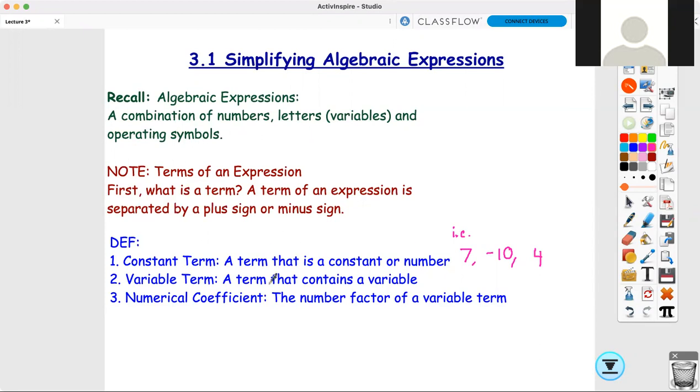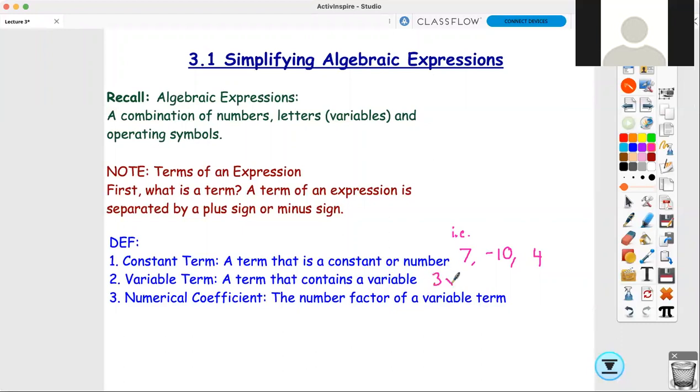So now let's talk about a variable term. What's an example of a variable term? We have 3x as an example, 7y, 8a. Anything with a variable is a variable term.